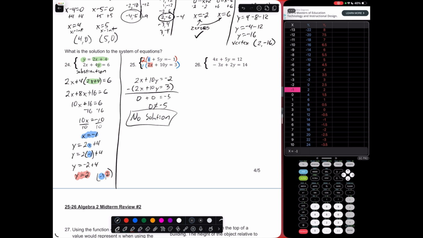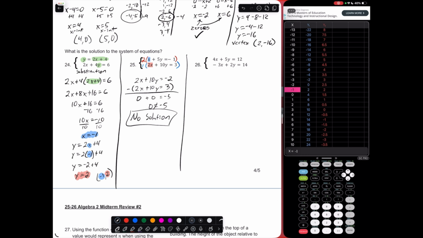And you could graph these. I'm not going to go through that whole process again, just for the sake of time. But notice that everything cancels out in a way. The x's and y's both cancel out. If there's no solution, that means that your equations are going to be parallel to one another. They never cross, they never intersect.